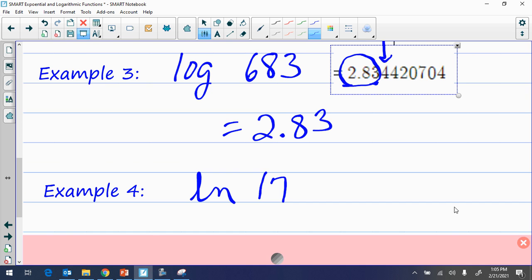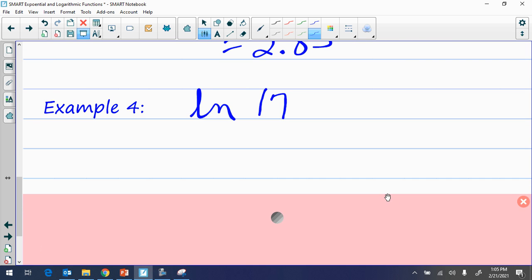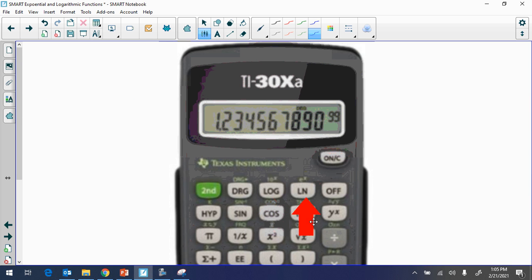All right, example 4. Now on example 4, I am doing natural log. So that's an LN. When I write it, I do cursive. But on your calculator, it kind of looks like an IN on some of them. It's LN. They use capital L, capital N for natural log. So the button is right here. Again, if you're doing a TI-30XA or any other scientific where you cannot see what you're typing in, you're going to put the number first and then hit the natural log.